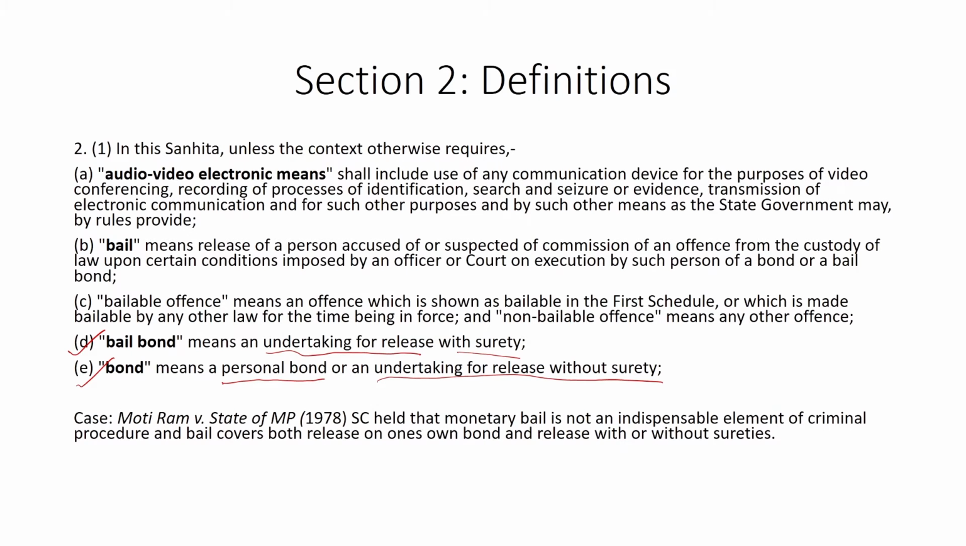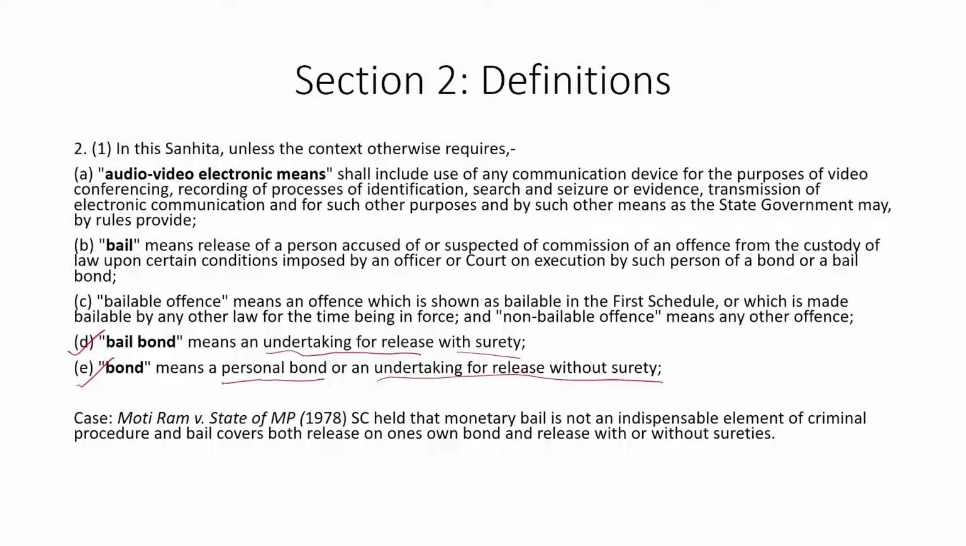See, every person has a right to be released on bail unless the person is accused of a non-bailable offence, in which case grant of bail is a matter of discretion, it is no longer a matter of right. But where a person is to be granted bail just because a person is not in a position to furnish sureties, does that mean that person will not be granted bail? So, such persons can be released on personal bond also, and that is what has been now incorporated under section 2 clause E by defining the term bond, which means a personal bond or an undertaking for release, and it could be without surety.